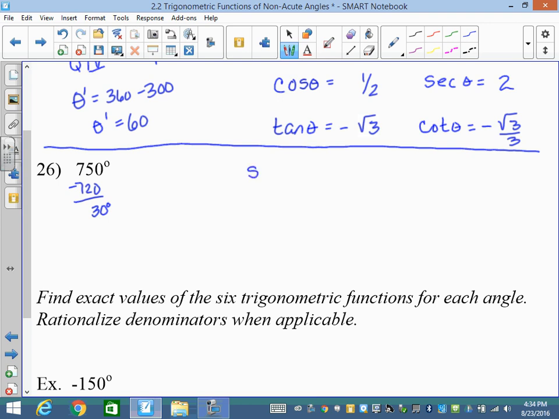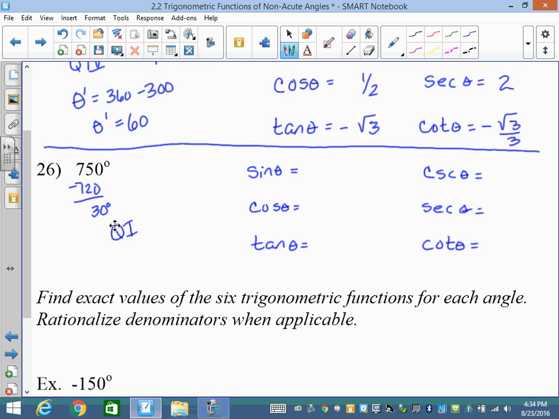So I have sine of theta, cosine of theta, tangent of theta, cosecant of theta, secant of theta, and cotangent of theta. And since this baby is in quadrant 1, everybody's positive.